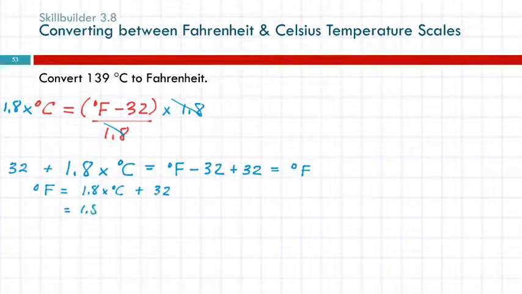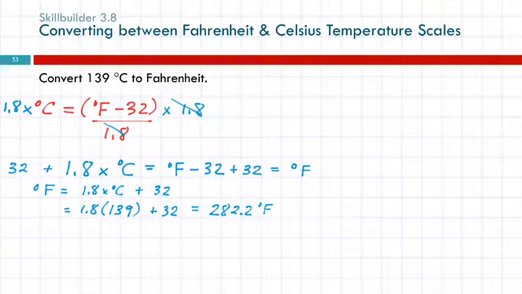So 1.8 times 139 plus 32. Calculator says 282.2. Anybody else get that number? Yep. Thanks.